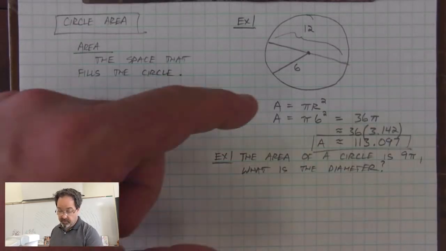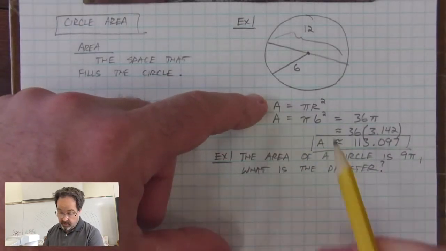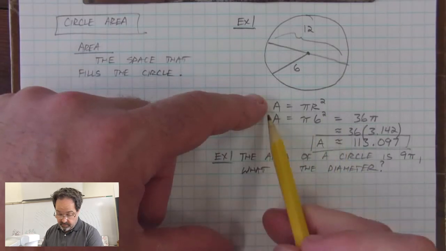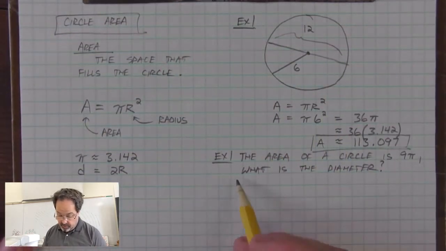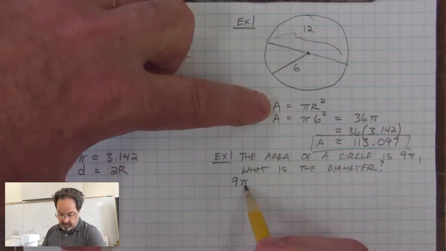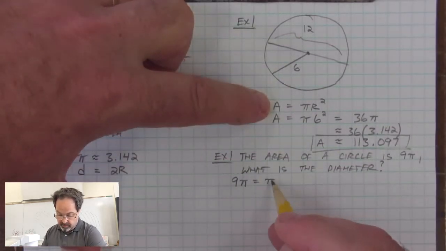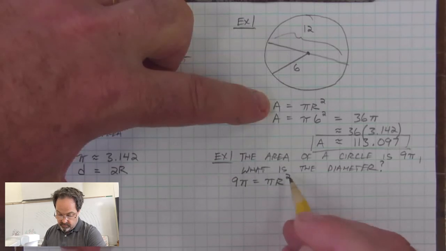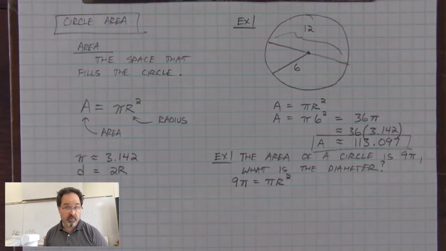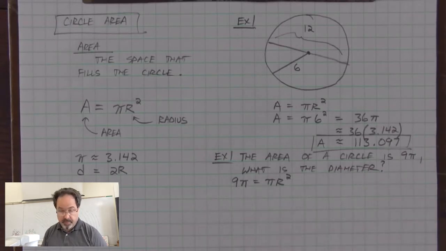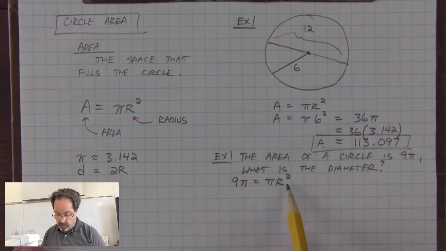I'm going to use the same formula that relates the area and the radius, but in this case, I have the area known to be 9 pi. So I'll set 9 pi, the area, equal to pi times the radius of this circle squared, and solve for the radius. The problem is asking me for the diameter, but if I can find the radius with this formula, then I'll double it to get the diameter in the end. I need to solve this equation for r.